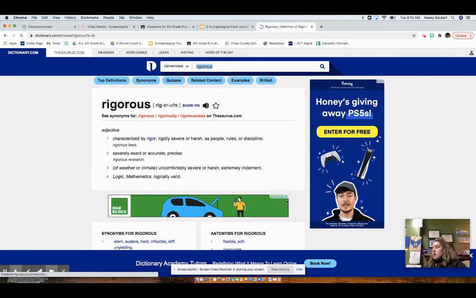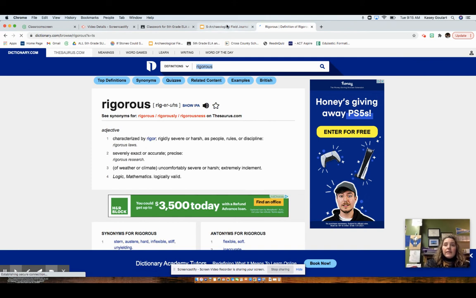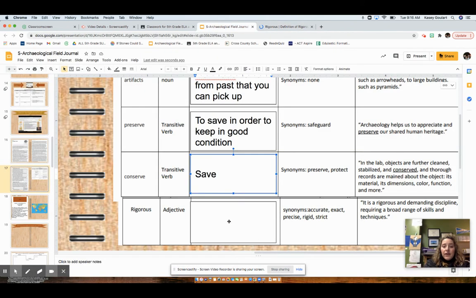Okay. So if something is very rigorous, it can mean a lot of things. In this circumstance, it means severe, harsh. Yeah, like rules. It would be more like the discipline that comes if you break a rule. So let's do harsh or strict. So if there are rigorous steps to the process of archaeology, they're very strict. You must do them exactly the way they are, or you could break an artifact, get fired from your job, etc.